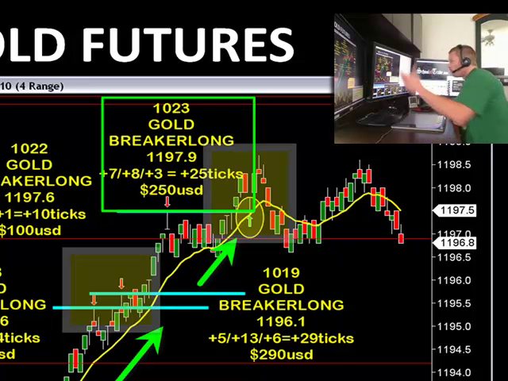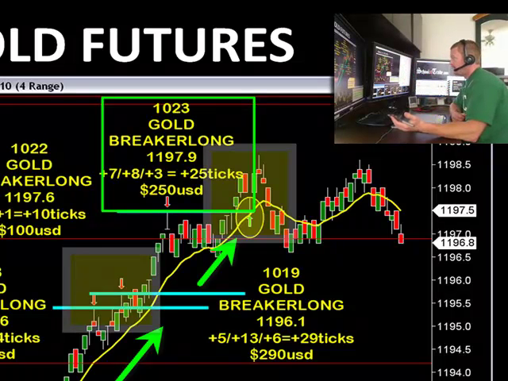So in a matter of 5-6 minutes here, guys, we grabbed 10, 24, right, 50, 54, and of course, with 25 more, there's 75 ticks there, guys. Almost $1,000 in literally less than 10 minutes.